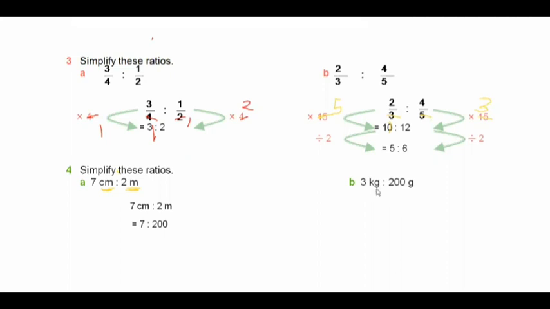Again, the unit is different. So what do we do here? We convert this kilogram to gram. 1 kilogram is 1000 gram. So 3 kilogram would be 3000 gram.